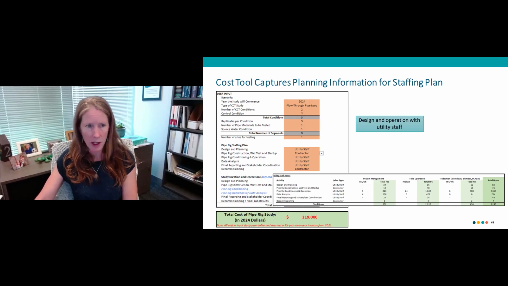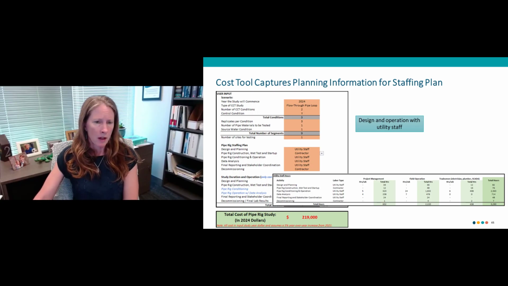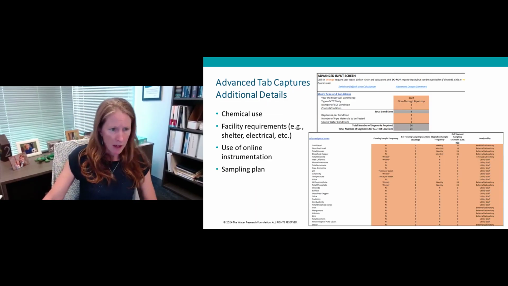So the last thing I want to talk about in terms of the cost tool is the advanced tab. What you can do if you know more about how you're going to conduct the study, you've chosen your site using the guidance from the design chapter, you know which chemicals you're going to use, you're making decisions about online instrumentation and the sampling plan, you can use the advanced tab and get a more specific estimate of cost for the pipe rig study.